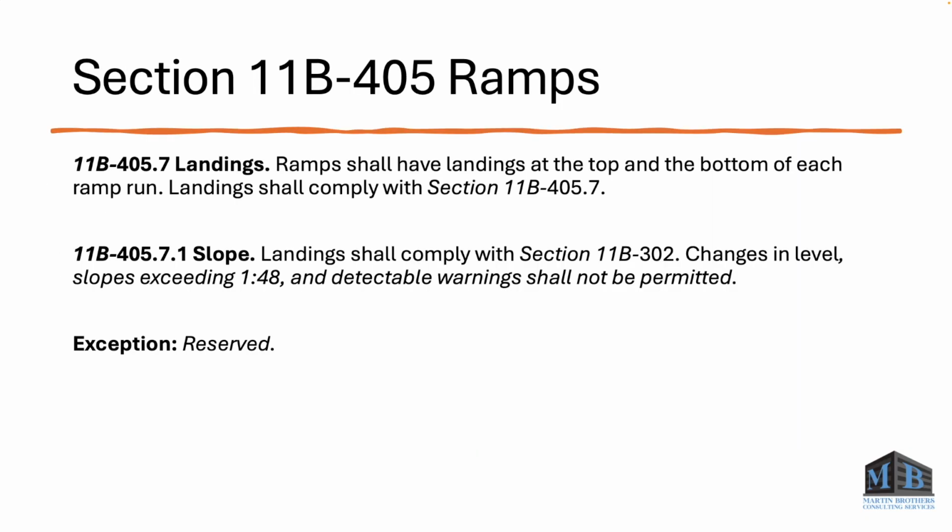11B 405.7, landings. Ramps shall have landings at the bottom and top of each ramp run. Landings shall comply with 11B 405.7. 11B 405.7.1, slope. Landings shall comply with section 11B 302. Changes in level, slopes exceeding 1:48, and detectable warnings shall not be permitted. I would like to emphasize here that detectable warnings are not permitted in a ramp landing.